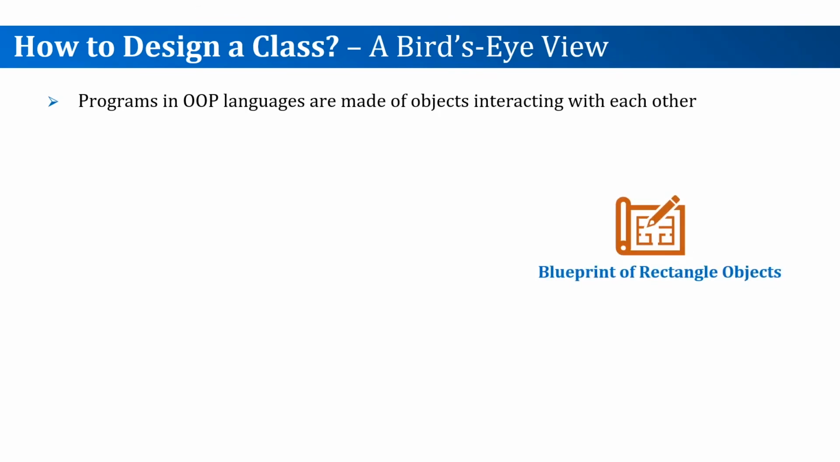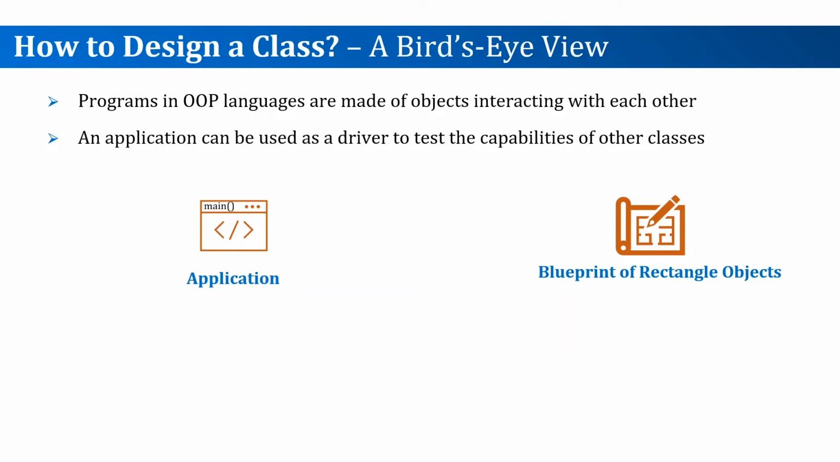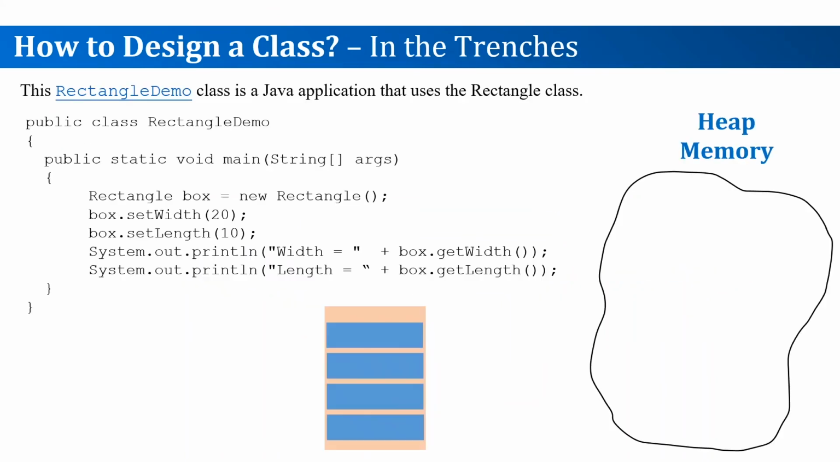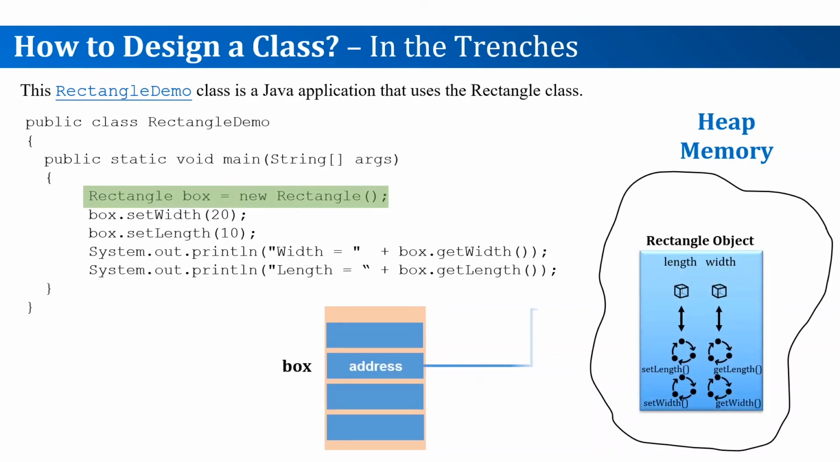What we need now is an application to utilize this class by instantiating objects from the class. So let's write this application, or what we call the driver program. Since the driver program should be contained in a class, I'm going to call this class the RectangleDemo as a demonstration for how to use the Rectangle class. To make it an application, I will declare the main method.